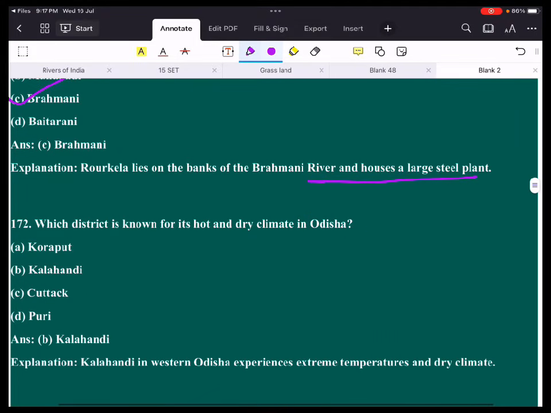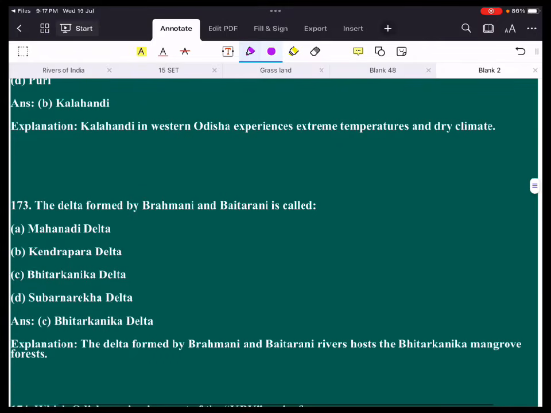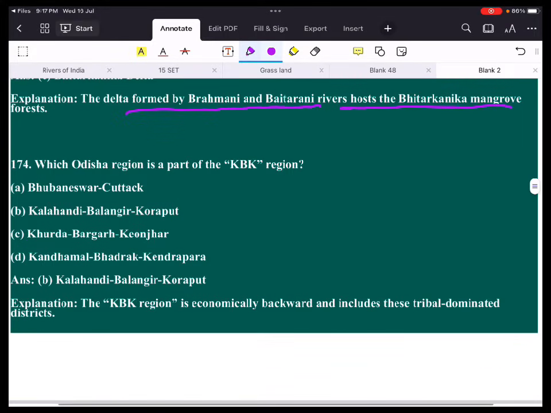Rourkela lies on the bank of the Brahmani river and houses a large steel plant. Which district is known for its hot and dry climate in Odisha? That is option B, Kalahandi. The delta formed by Brahmani and Baitarani is called the Bhitarkanika delta, option C. The delta formed by Brahmani and Baitarani rivers hosts the Bhitarkanika mangrove forest. Which Odisha region is a part of the KBK region? That is Kalahandi, Balangir, Koraput, option B.